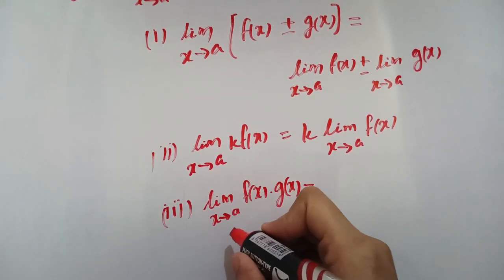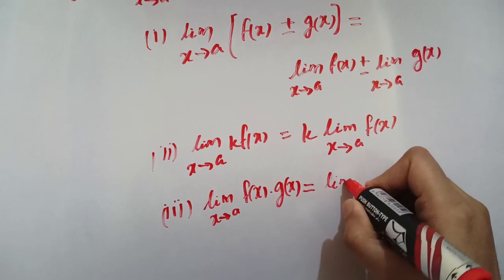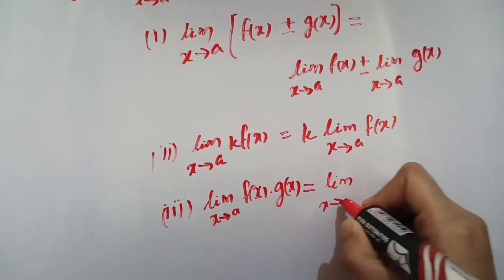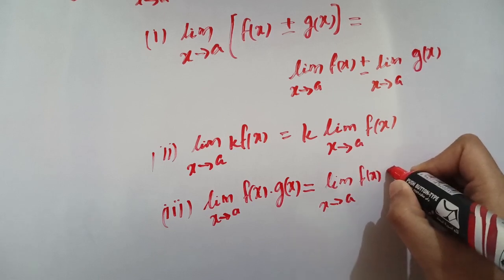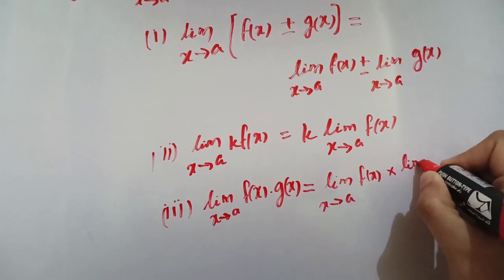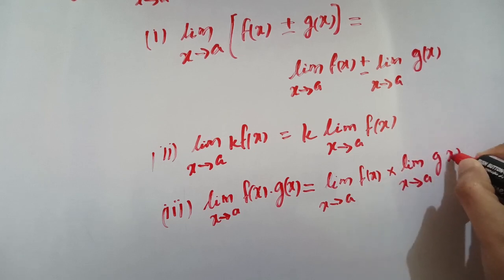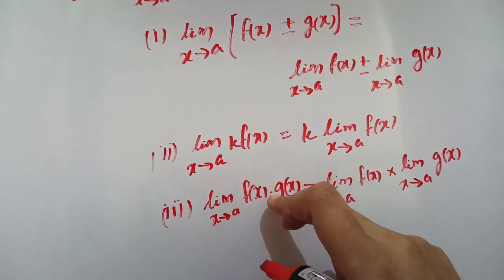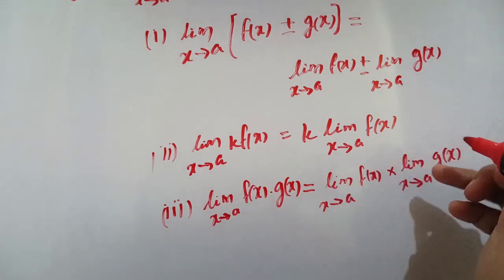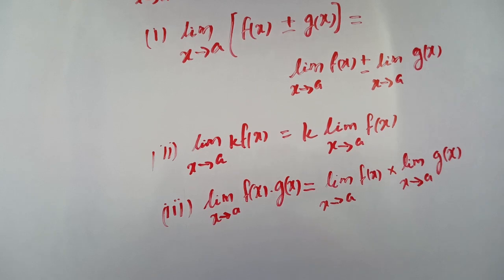Third: limit x tends to a, f of x into g of x is equal to limit x tends to a, f of x into limit x tends to a, g of x. That is, the limit of two multiplied functions is equal to the product of the limits of the individual functions.